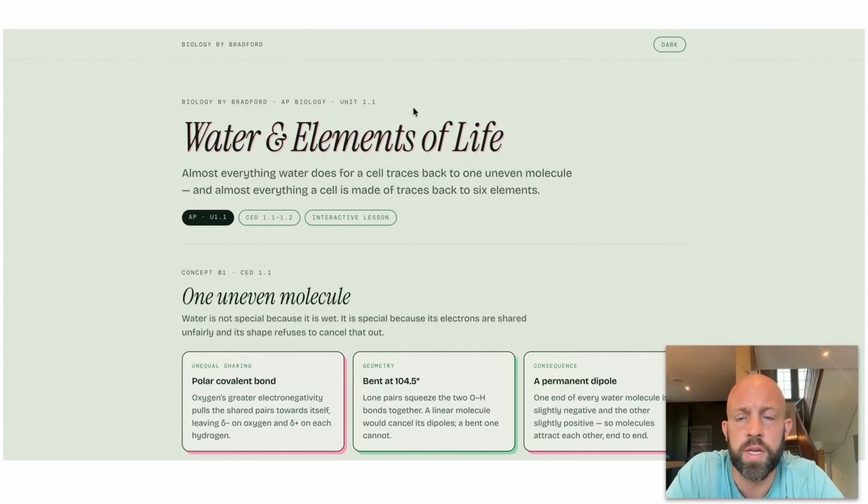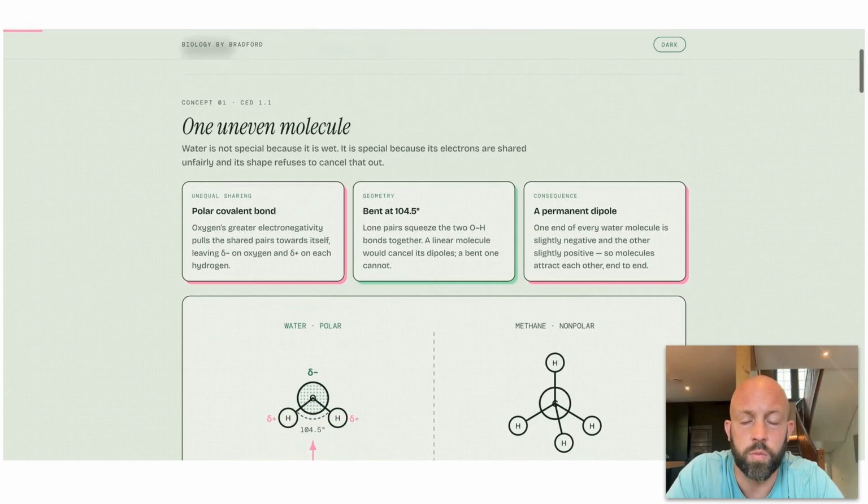In the very first part of AP, we think about water and elements of life, and the elements of life, the building blocks of our biological molecules. We'll start with water. We all know that most of our body is comprised of water, and it's arguably the most important molecule on Earth. Without it, there wouldn't be life.